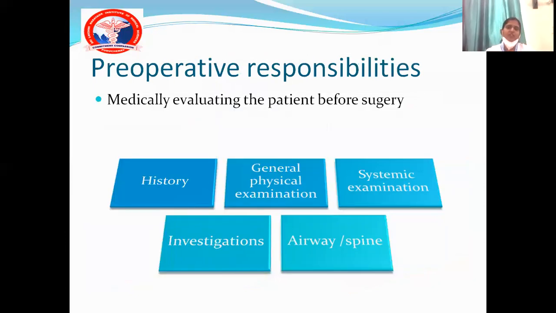Preoperative responsibilities of an anesthesiologist generally include medically evaluating the patient before surgery. This starts from history taking. Thorough history taking is important. Also, general physical examination, which involves examination of the patient from head to toe, is required. Systemic examination in detail is also done, that is, examination of the cardiovascular system, respiratory system, central nervous system, per abdomen; all the systems are thoroughly evaluated.